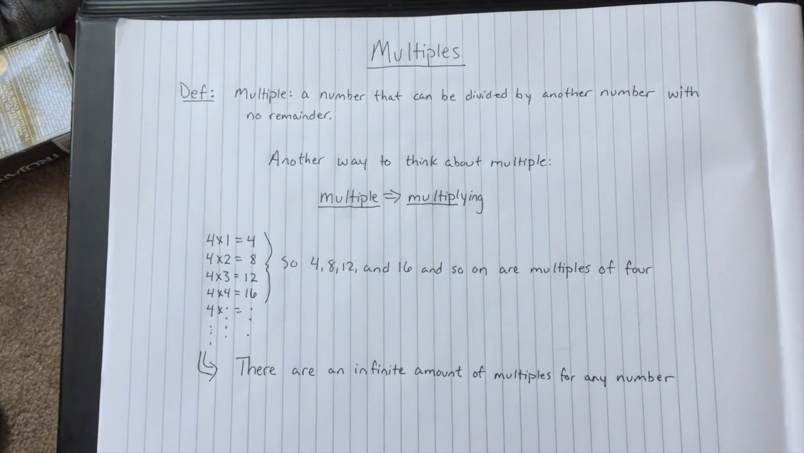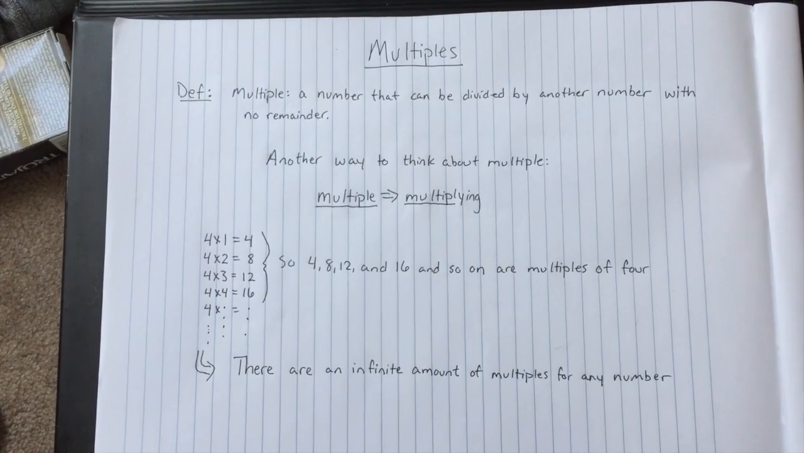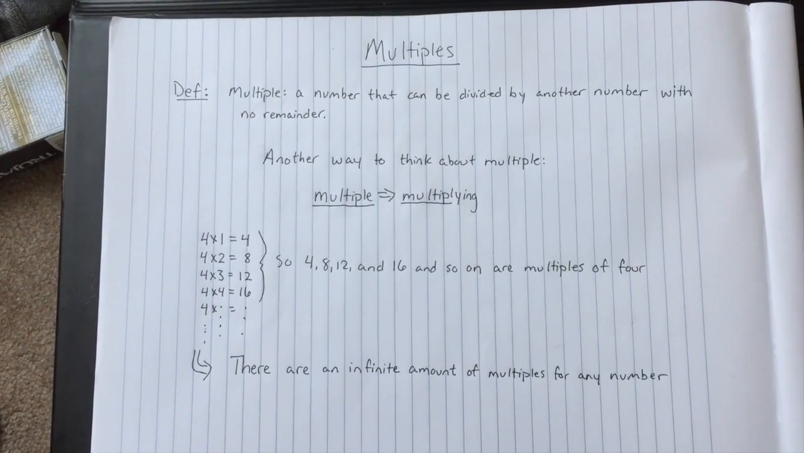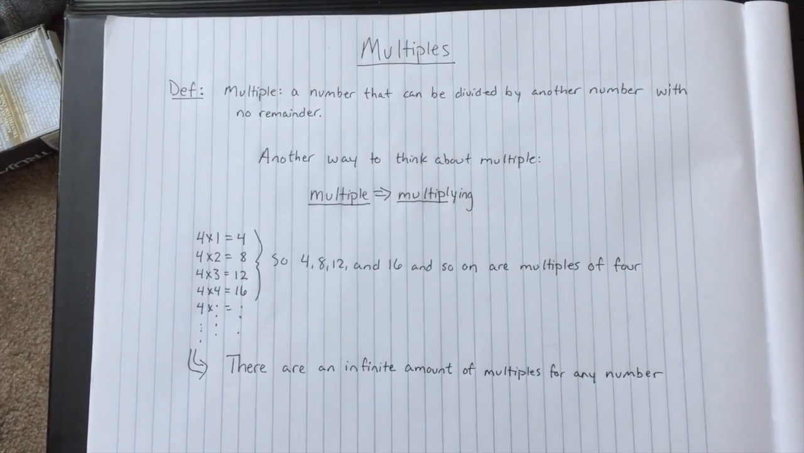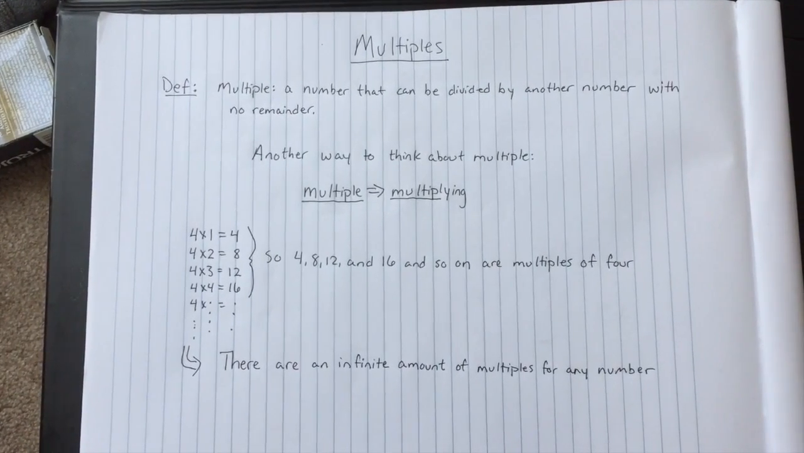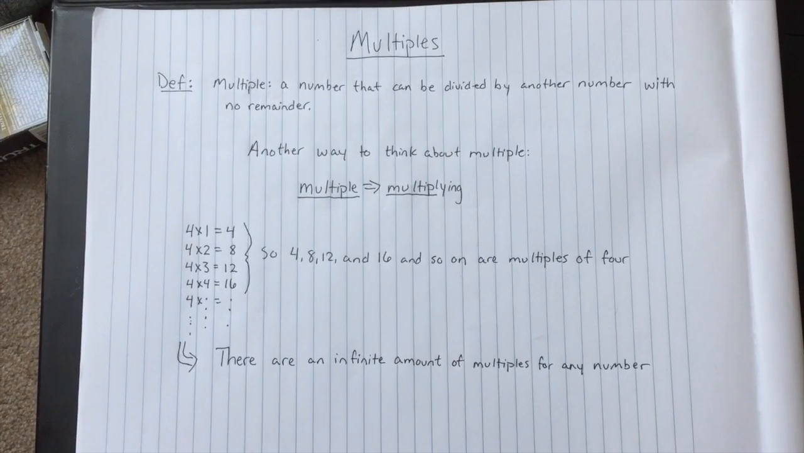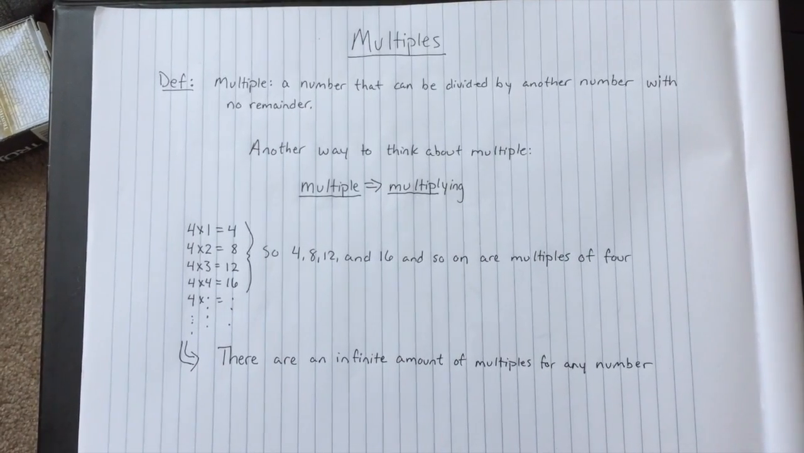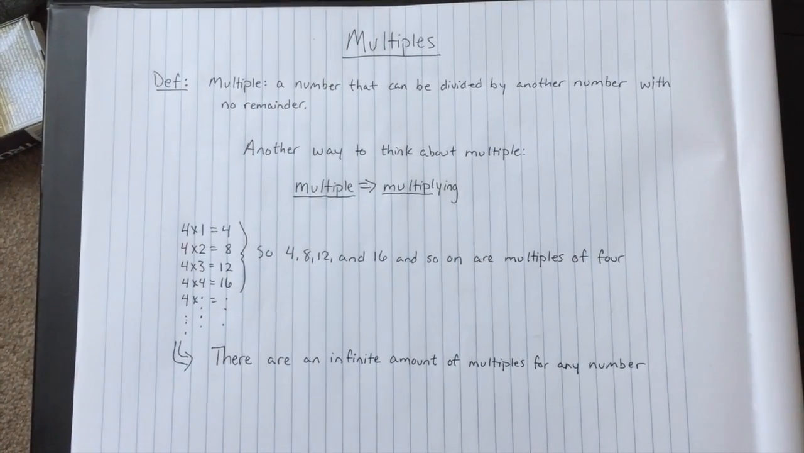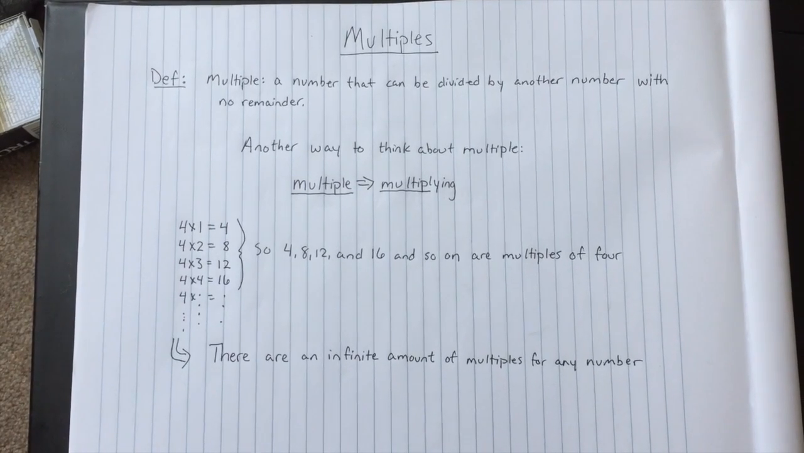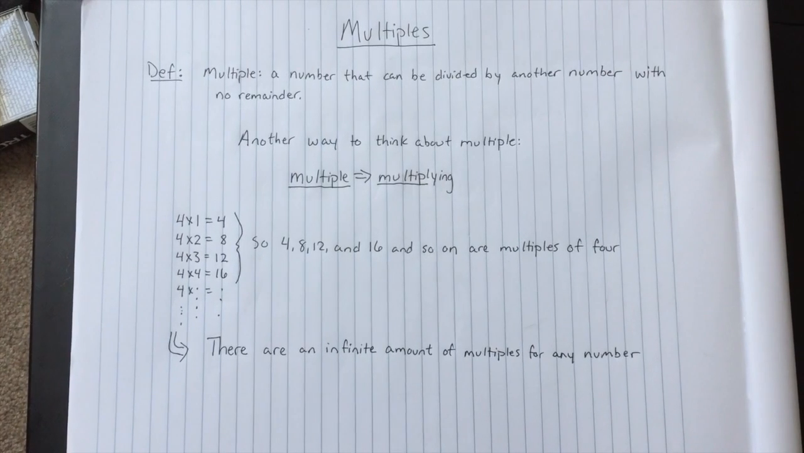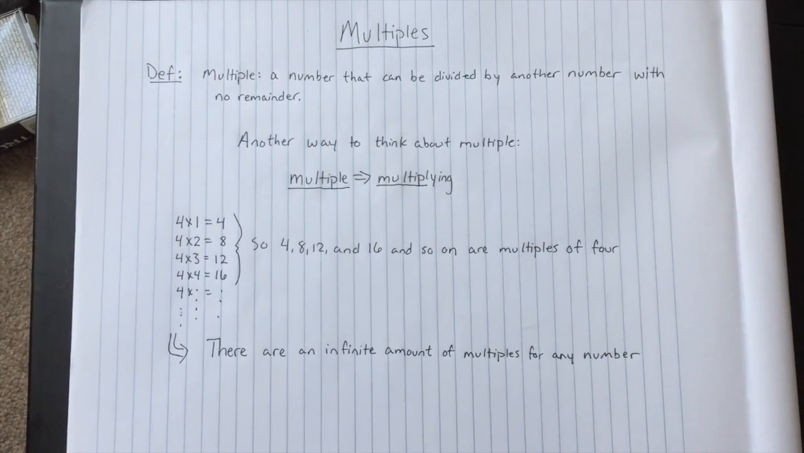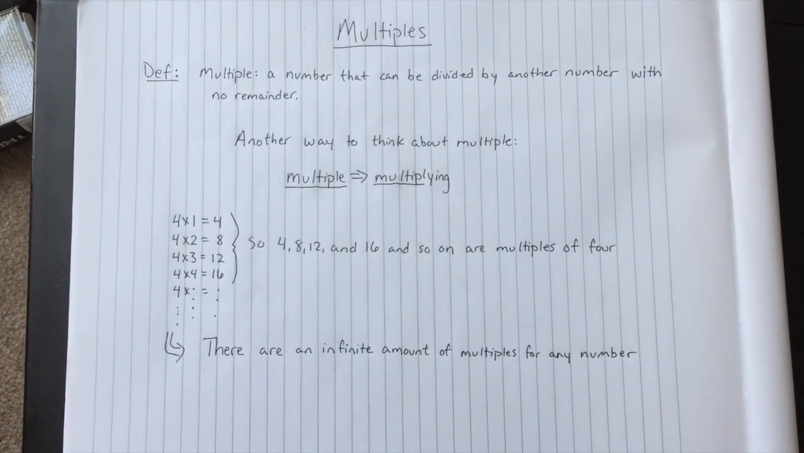So by definition, a multiple is a number that can be divided by another number with no remainder. So thinking about that definition and what we know about multiplication, another way to approach this definition is to think of the term multiple as a number being multiplied by another number, and then the product of those two numbers being the multiple of those two numbers.